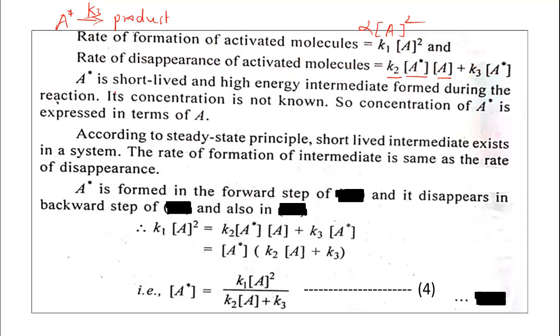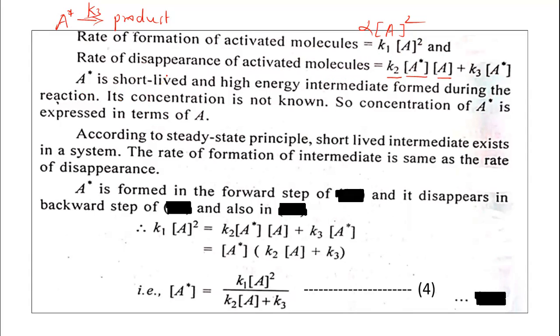Now A star is a short-lived and high energy intermediate formed during the reaction. Its concentration is not known because we have taken the reactant molecules A. A star is short-lived and has high energy, so the concentration of A star is expressed in terms of A.